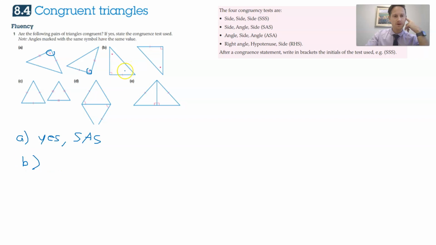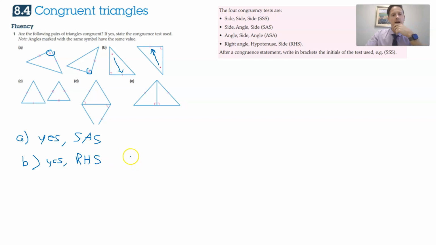For B, we've got a right angle, which is in this triangle as well. We have another angle that is the same, indicated by the same dot, and we have a side that is the same, and that side is opposite the angle marked with a dot. So we just need to make sure that's the same on this triangle, and it is. So in this case, these two are congruent, and the proof that we have is the RHS rule. So right angle, hypotenuse, and a side.